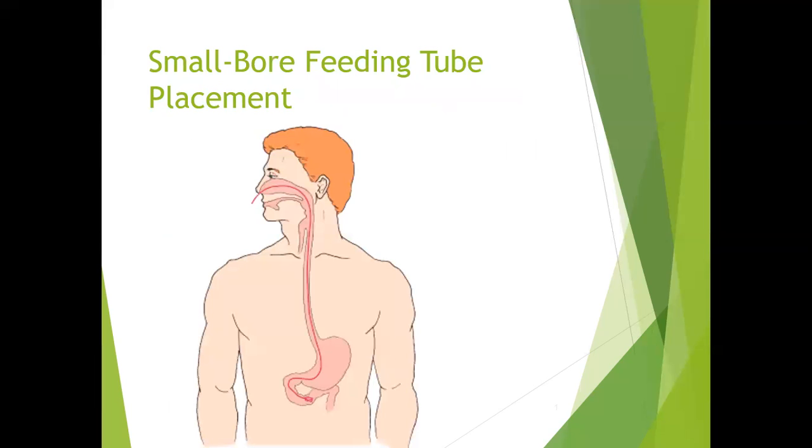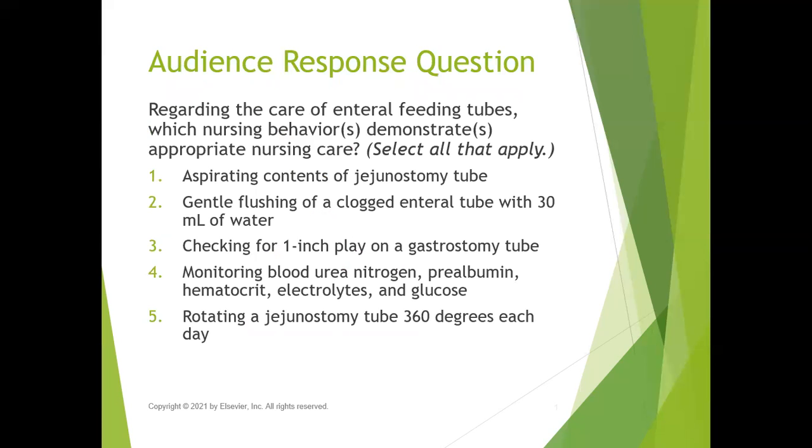Small bore feeding tube placement. So this is an NG style feeding tube, and it shows that they are winding that tube through the nose, past the pharynx, down the esophagus, into the stomach, and then into the upper portion of the duodenum.